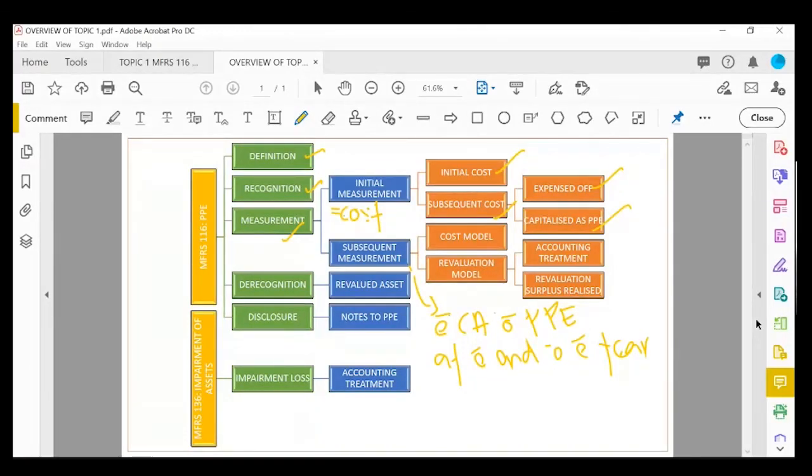So that is the topic for subsequent measurement. The first one is for you to know how to calculate the carrying amount at the end of the year, meaning that the cost is already recorded in the books, and now how we want to deal with this cost of the asset. How do we record it in the statement of financial position? For FAR 320, we are going to focus more on the revaluation model instead of the cost model.